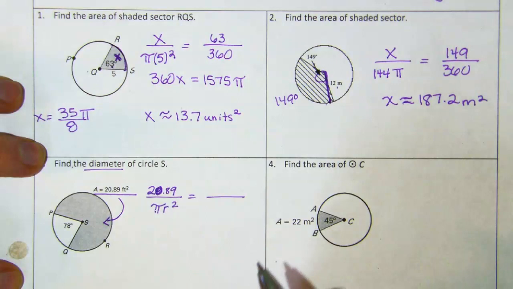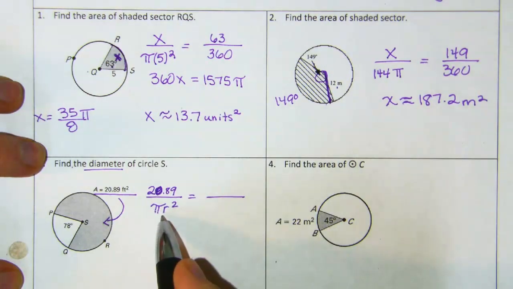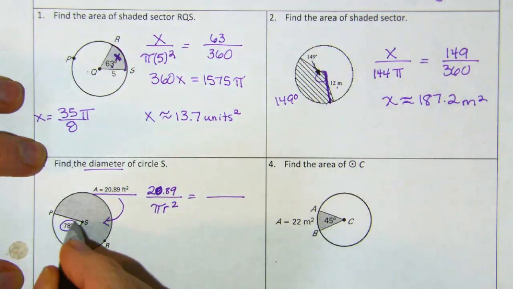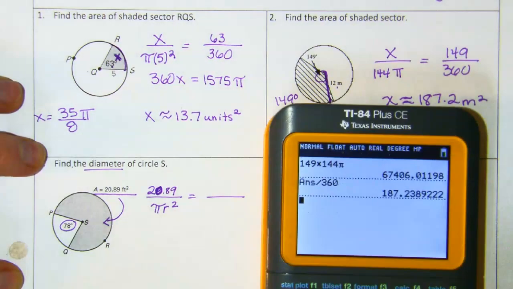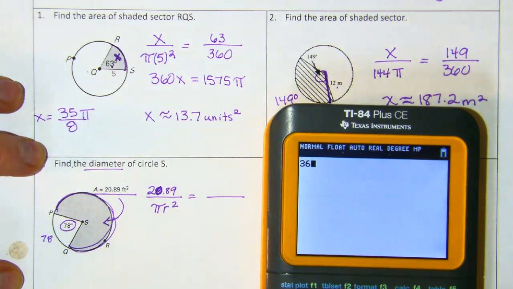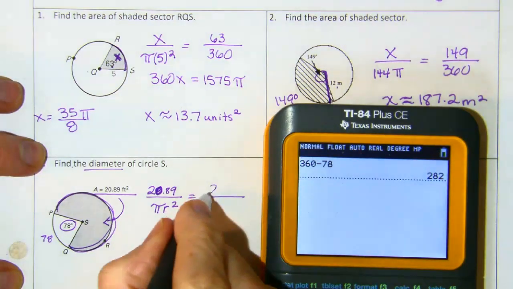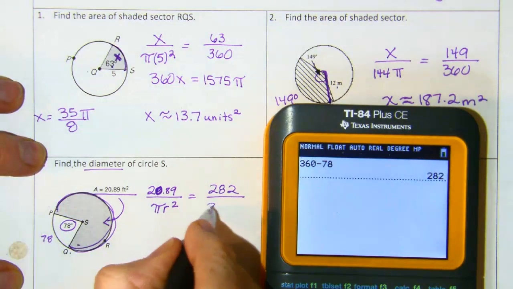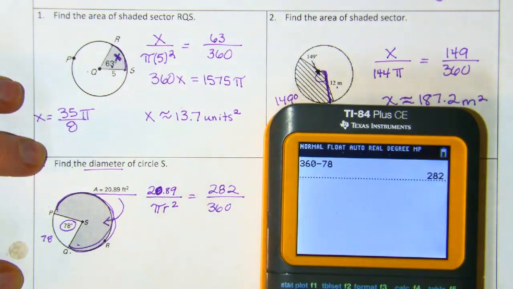Since I'm looking for the diameter, I need to use the formula. Is equal to, now this is 78 degrees. I need to know this degree, so this major arc. We know the minor arc. So we are going to have to say 360 subtract 78, and that's going to give us 282 for that major arc over 360 degrees.